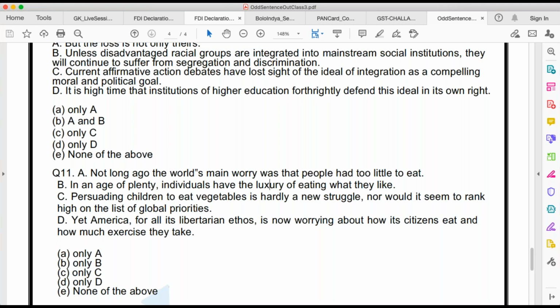Exactly, Varsha. A is talking about the past. All the four sentences, they are talking about the habit to eat. But B, C, and D, they are linking the habits of people. They are linking the eating habits.